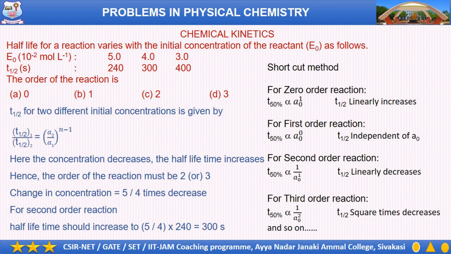E naught is 10 power minus 2 mole per liter, and the T half in seconds: when the initial concentration is 5 mole per liter, 240 seconds is the T half. When it is 4, it is found to be 300. When it is 3, it is 400.